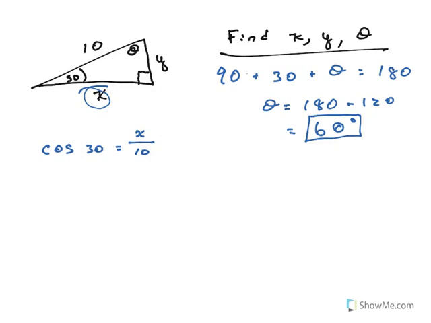And there's my equation. Now I just need to solve this for x, so I want to get x by itself. So this becomes x equals 10 times the cosine of 30. And if I plug this in my calculator, I get 8.66.